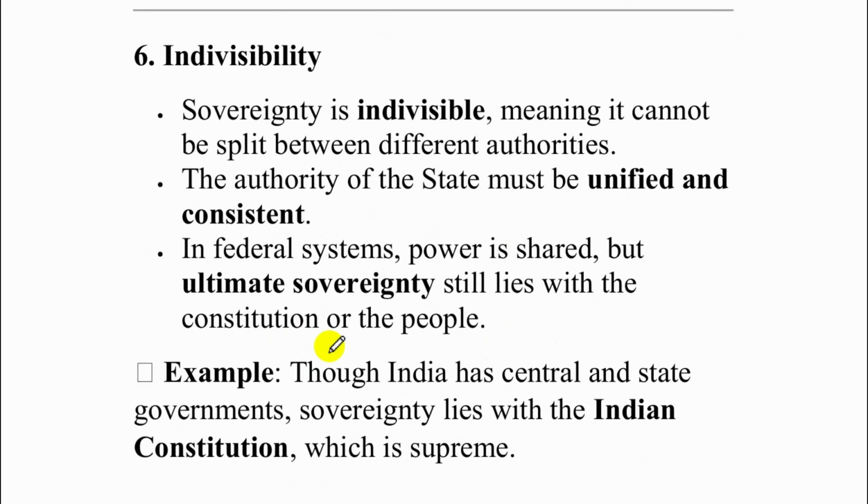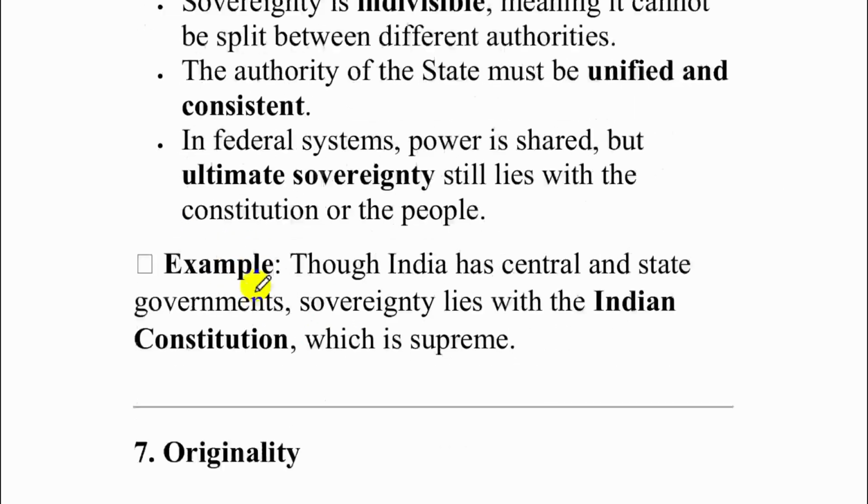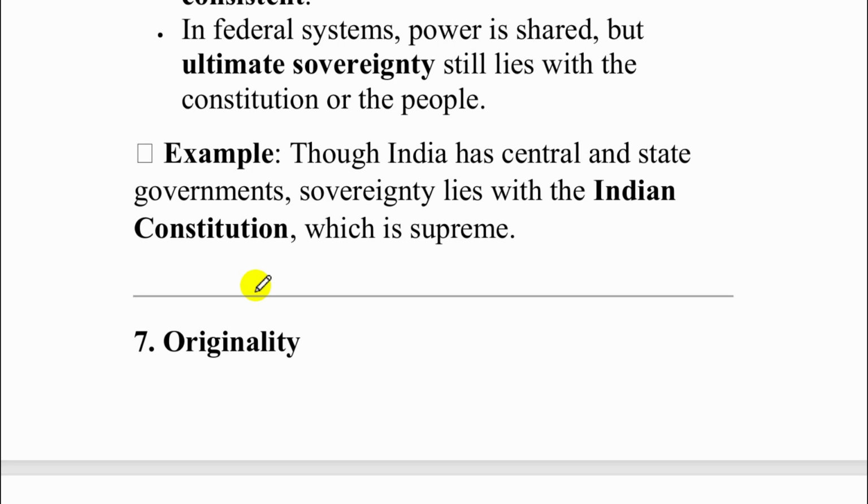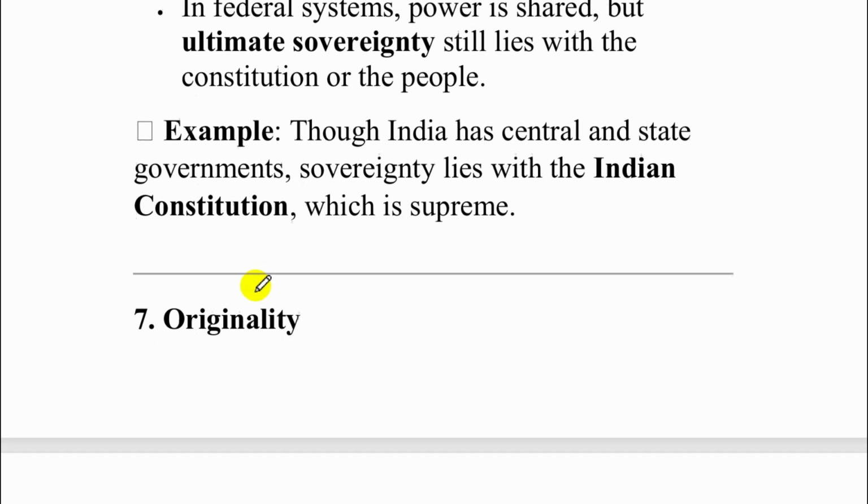Indivisibility. Sovereignty is indivisible, meaning it cannot be split between different authorities. The authority of the state must be unified and consistent. In federal states and systems, power is shared, but ultimate sovereignty still lies with the constitution or the people. Example: though India has central and state governments, sovereignty lies with the Indian Constitution, which is supreme.